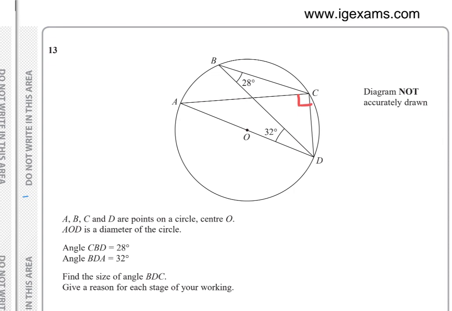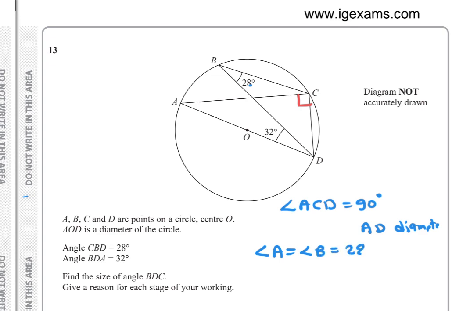Now, we can say that angle ACD equals 90. The reason is because AD is a diameter. Now, if this angle is 28, angle B is 28, so angle A is 28, because circumference angles are opposite to the same arc. So angle A equals angle B equals 28 because they are opposite to the same arc.